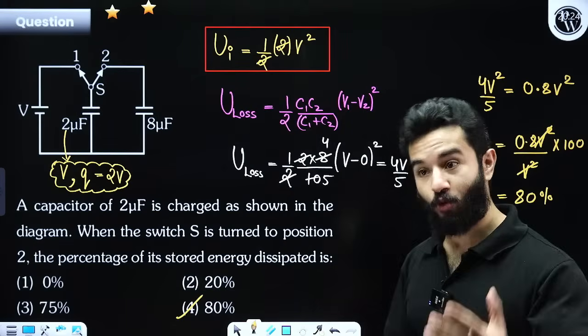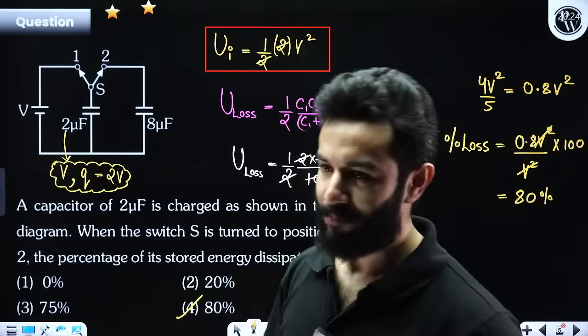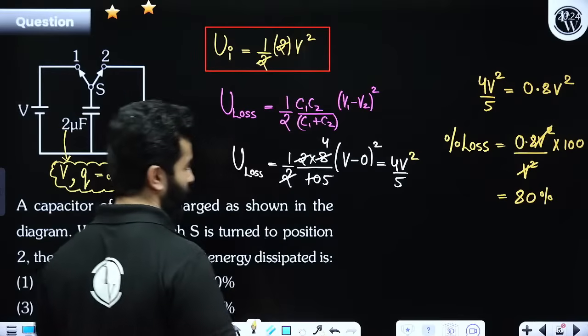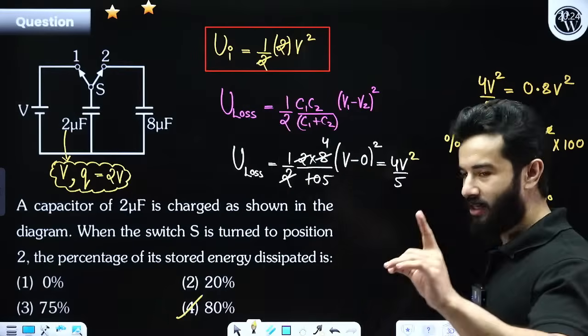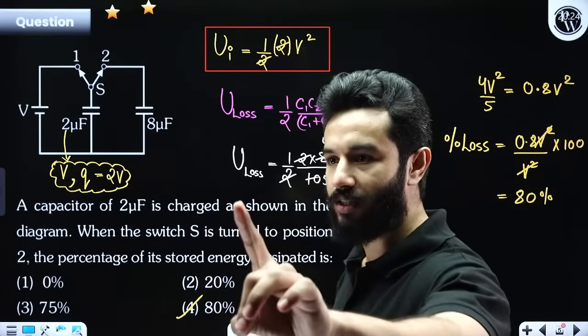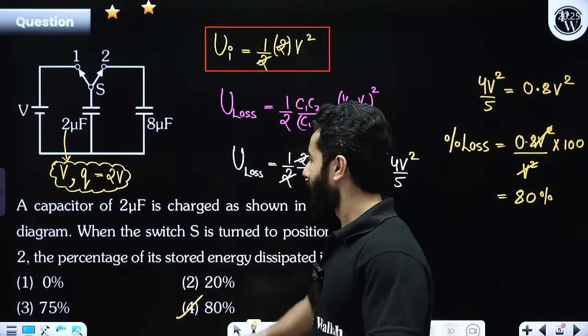Sir, it should be 75, no? This is absolutely correct. How did it become D? Okay, let me explain it again. Then I am going to move to another question. Please see, it is very simple.